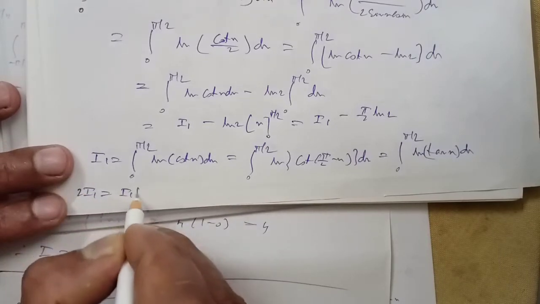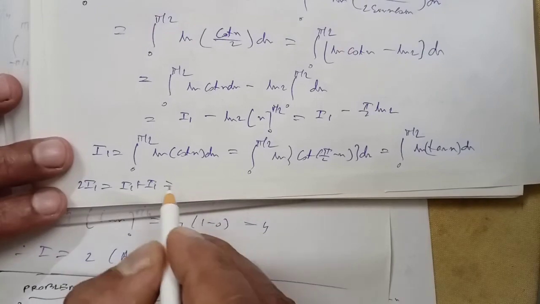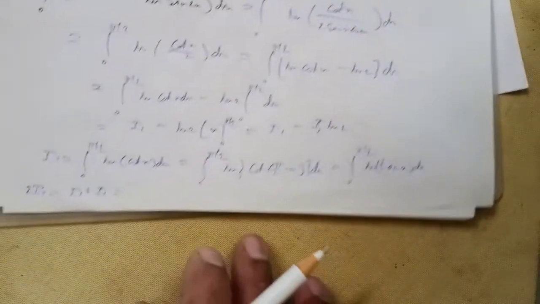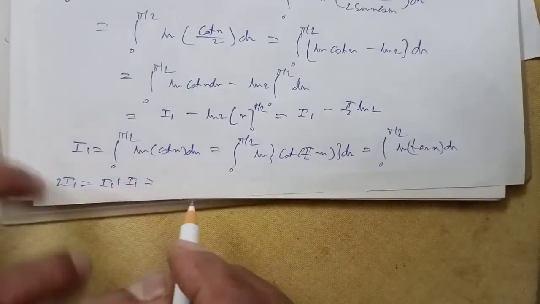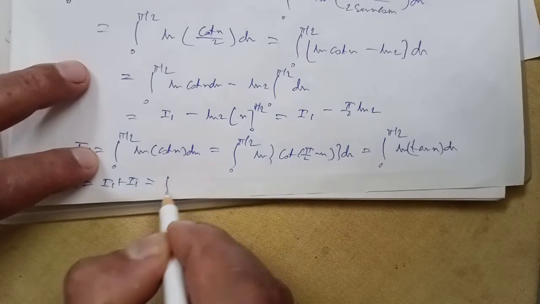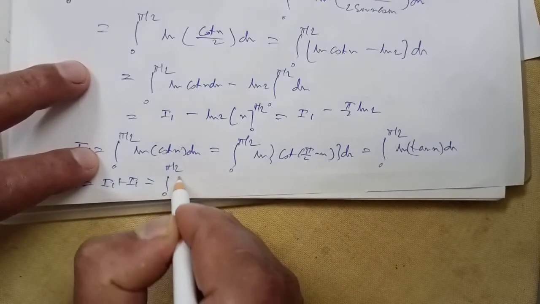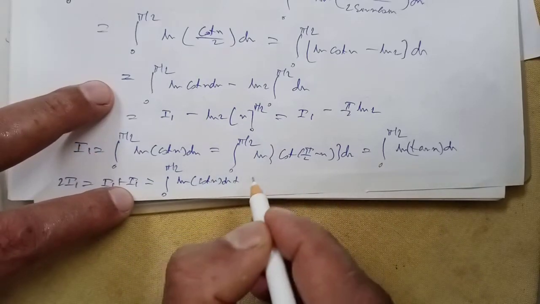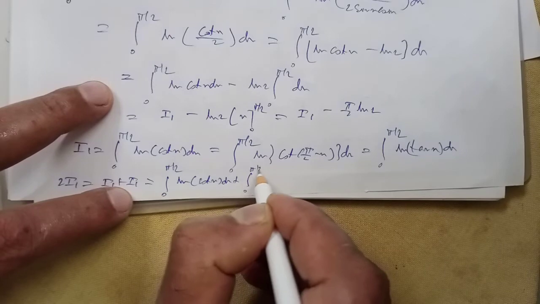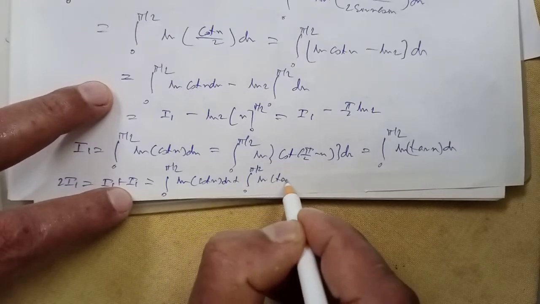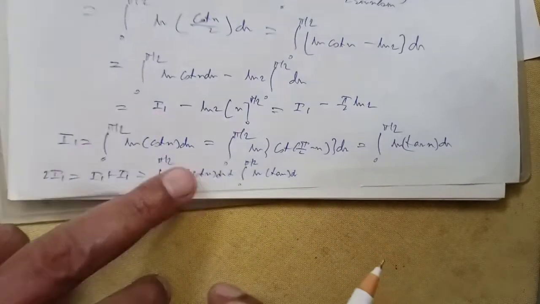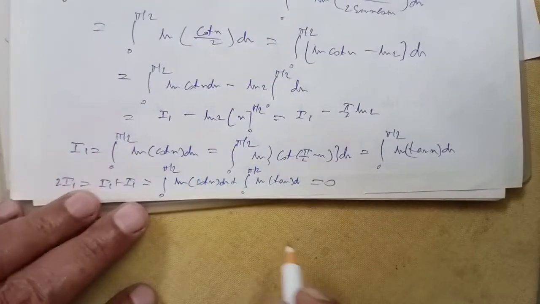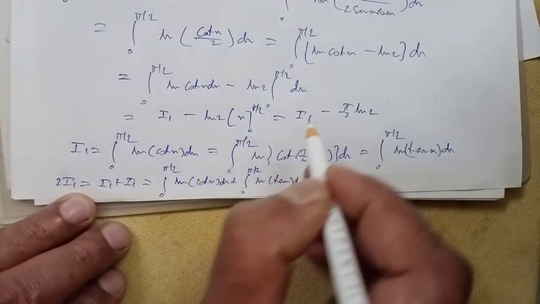Now 2I1, this is I1 plus I1. In place of first I1, write the initial integral, that is 0 to pi by 2 ln of cot x dx. In the second I1, write the derived integral, that is 0 to pi by 2 ln of tan x dx. If we add them, look, ln of cot x plus ln of tan x, that is ln of 1, that is 0. So ultimately you get 0. So 2I1 is 0, so I1 is 0. So this I1 becomes 0.